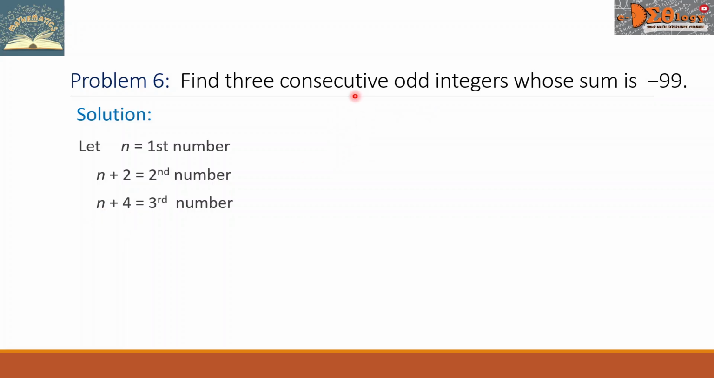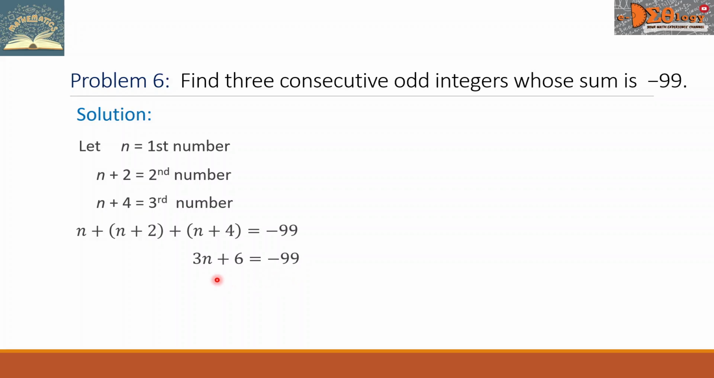Then the problem says the sum must be negative 99. We're going to add these three numbers. So we have n, the first number, plus the second number, n plus 2, plus the third number, n plus 4, equals this total, negative 99. We simplify the left side, and then we combine the n and the numbers. So we have 3n plus 6 equals the negative 99.